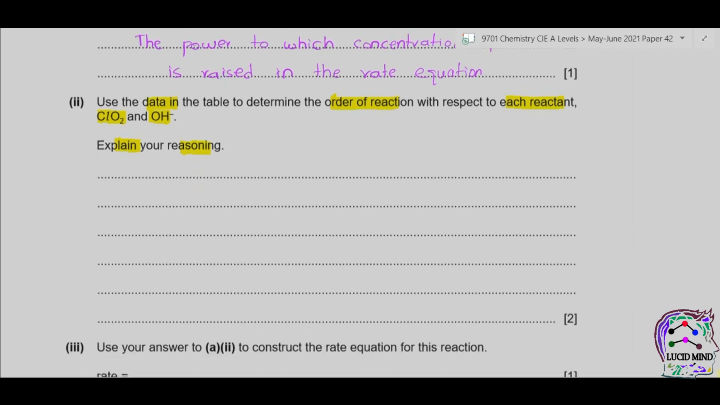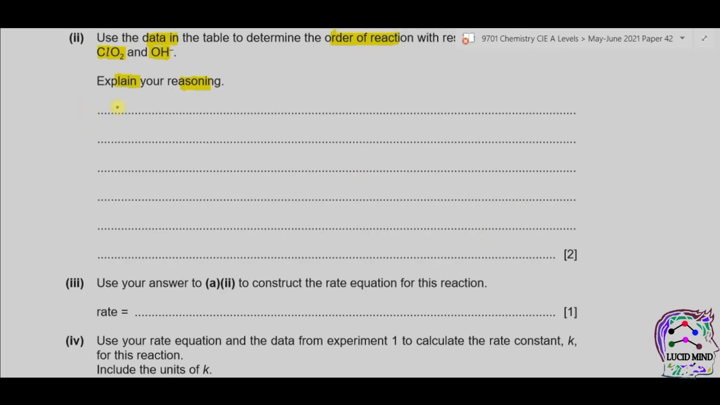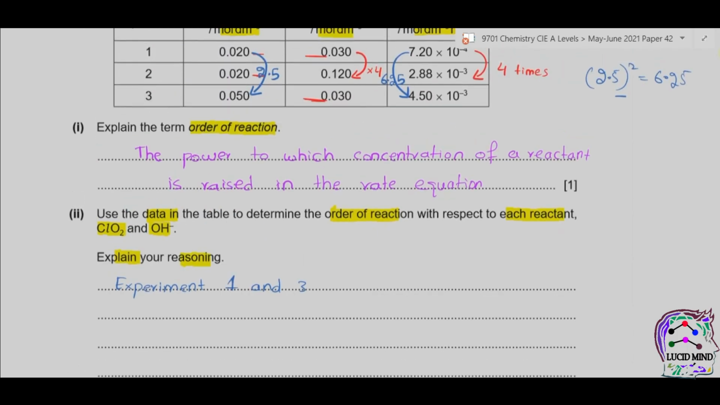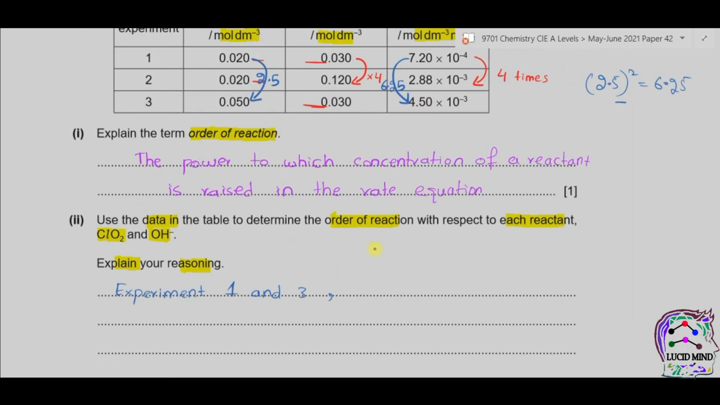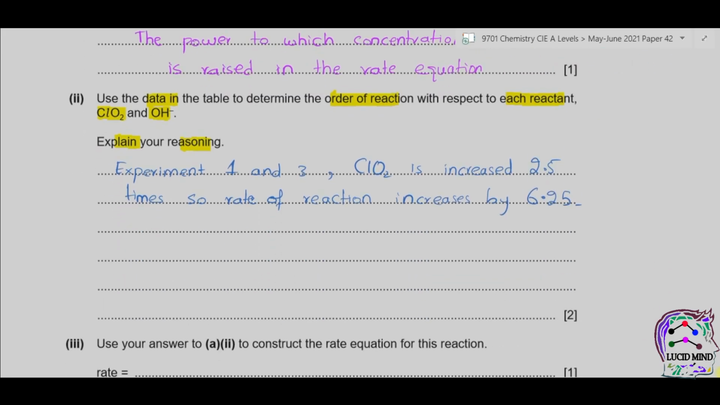Now we can explain it. First we can use experiment 1 and 3. We can say ClO2 is increased 2.5 times. So the rate of reaction increases by 6.25. So as we increase the concentration 2.5 times, the rate of reaction increases by 6.25 times. So therefore we can say that this is second order.